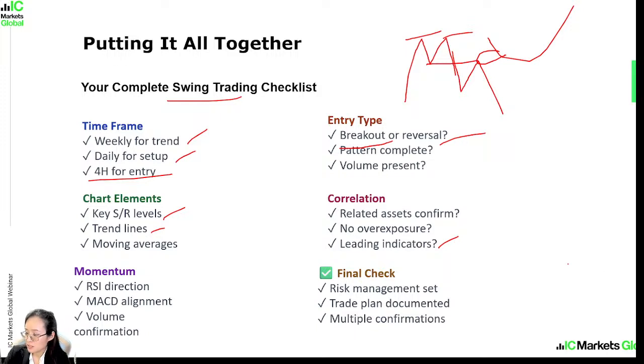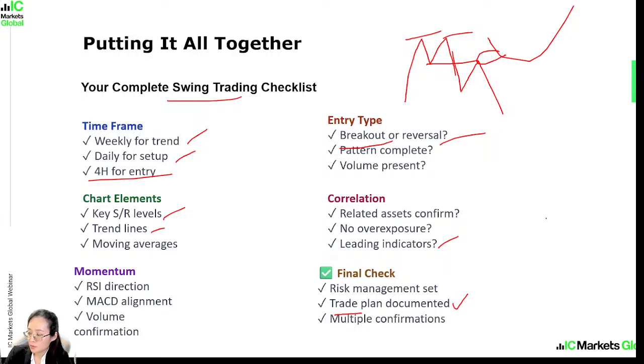Final check, risk management set: you can use 1 to 2 percent risk per trade, and have a trade plan documented. So whenever you enter, you should also do your trading journal.